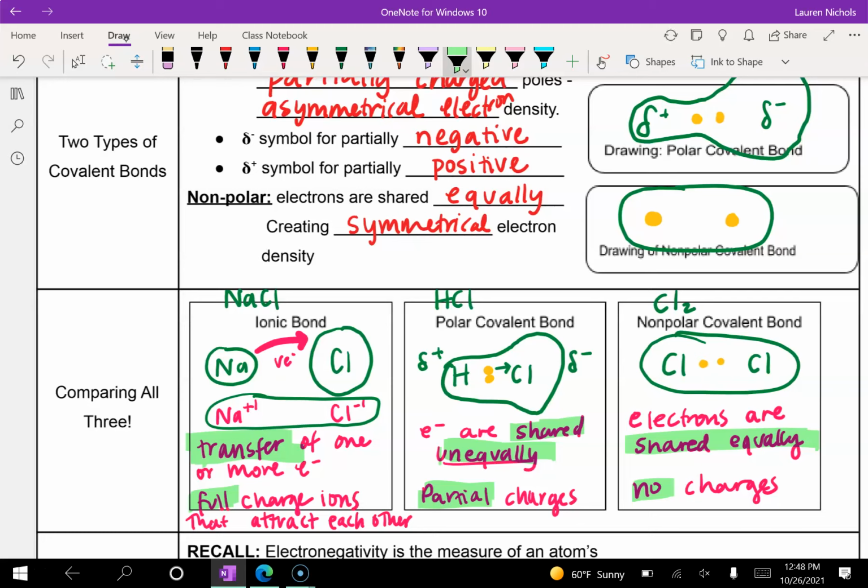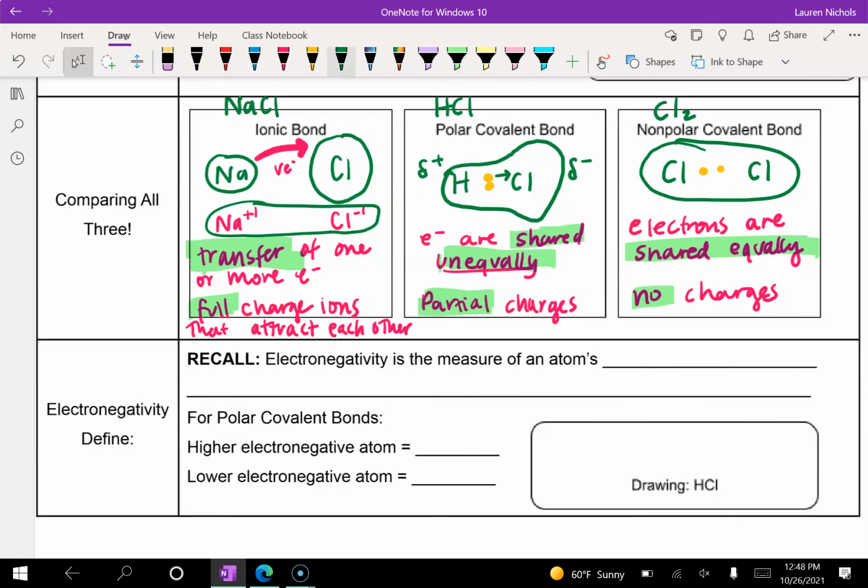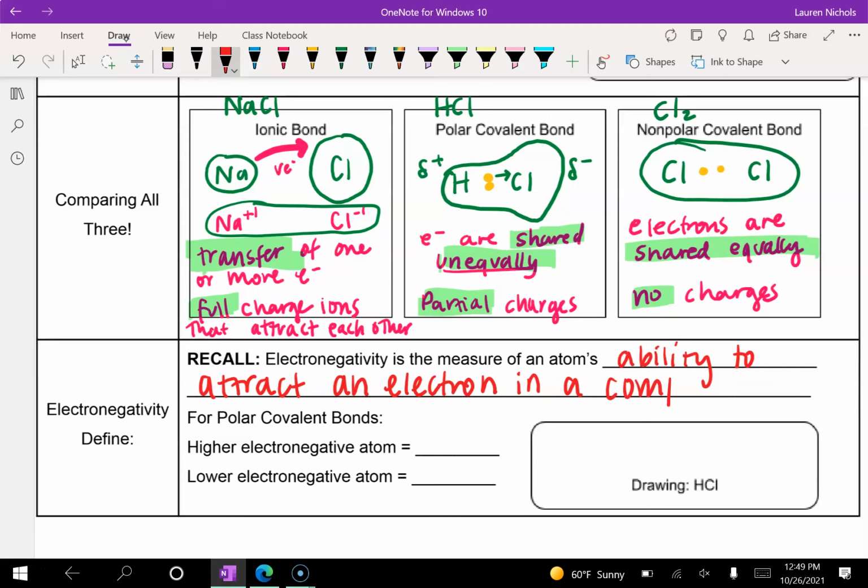Now, all of this, whether it transfers, or is shared unequally, or is shared equally, is all based on an atom's electronegativity. Remember, we talked about electronegativity in Unit 3. It was one of our periodic trends. Electronegativity is a measure of an atom's ability to attract an electron in a compound. So how good is it, when it's trying to form a bond, at attracting the electron to its nucleus?